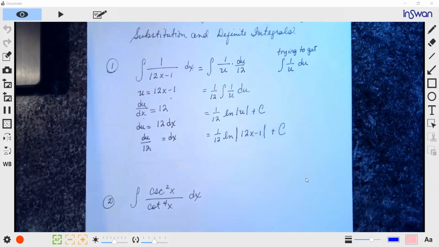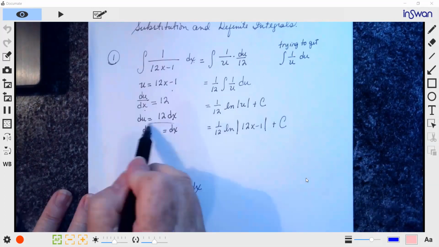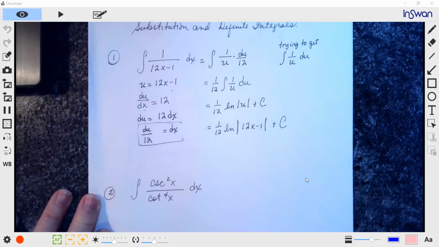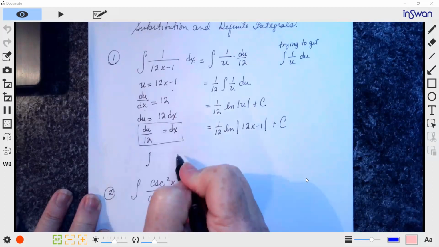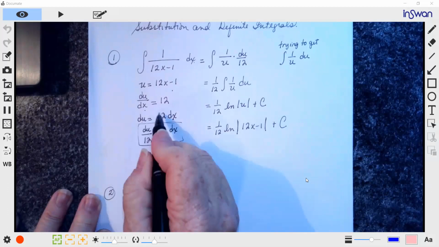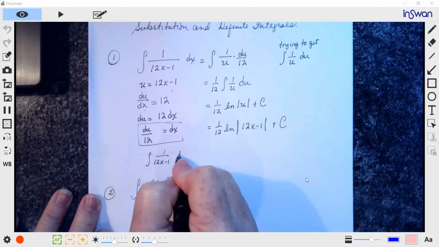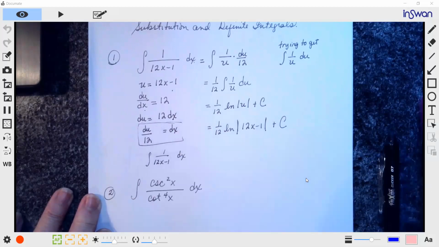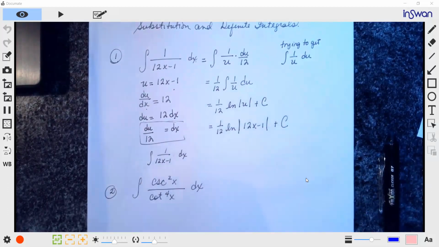Now, that's one way to do this problem. It's not the way that I normally do the u-du part, but I think for a lot of people, this part is more comforting than what I typically do. Most of the time, I would stop here and go, okay, I have 1 over 12x minus 1 dx, and to get a du, I need a 12 dx in there. So I would multiply by 12.